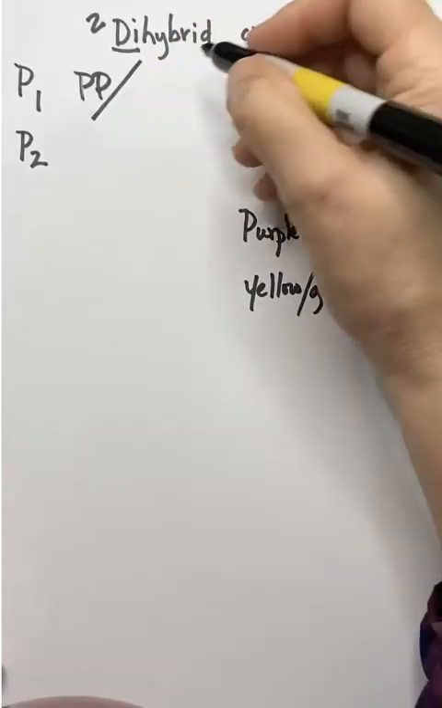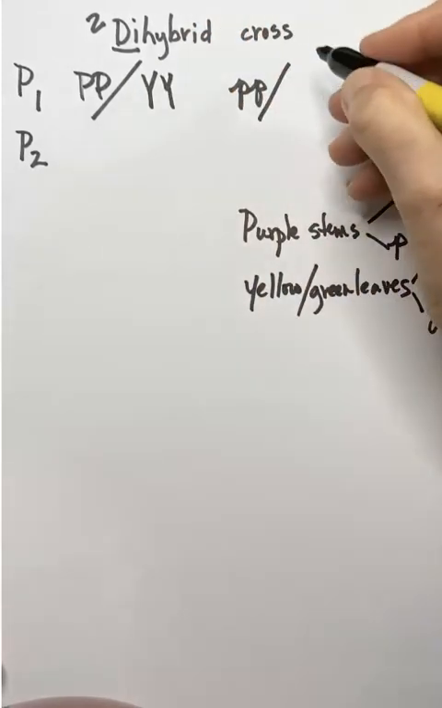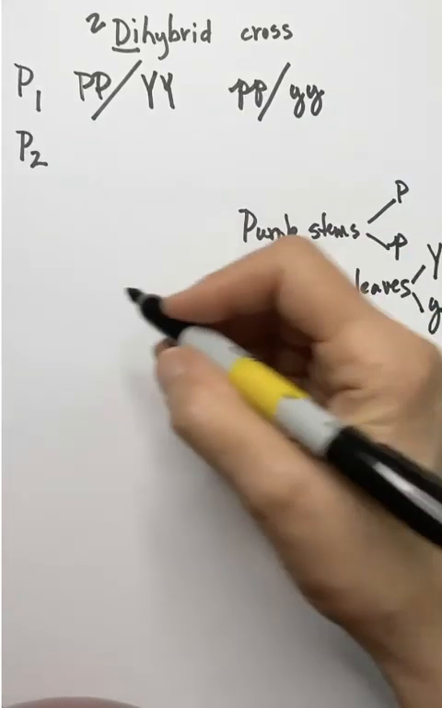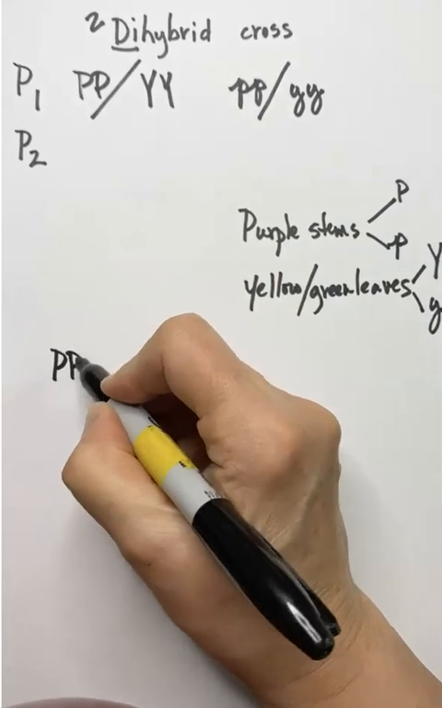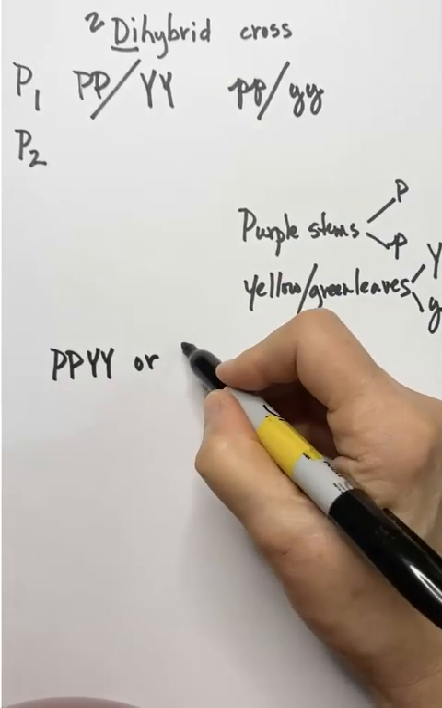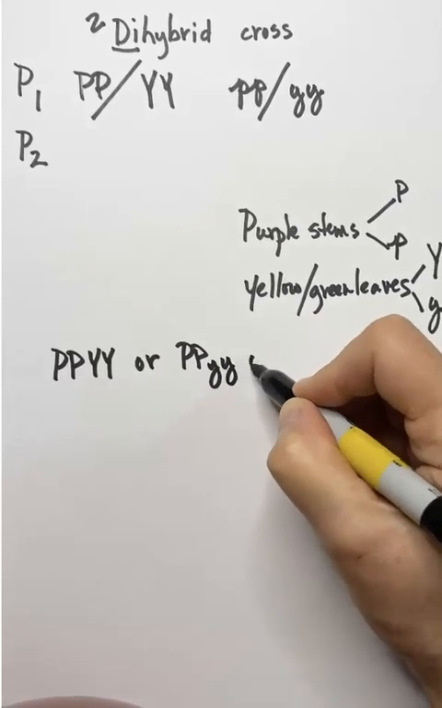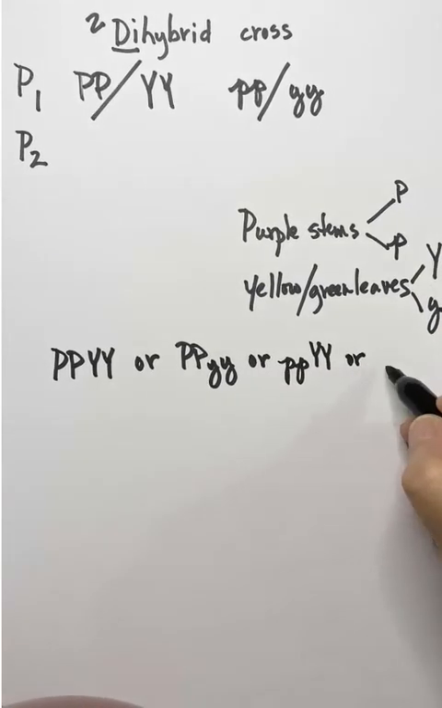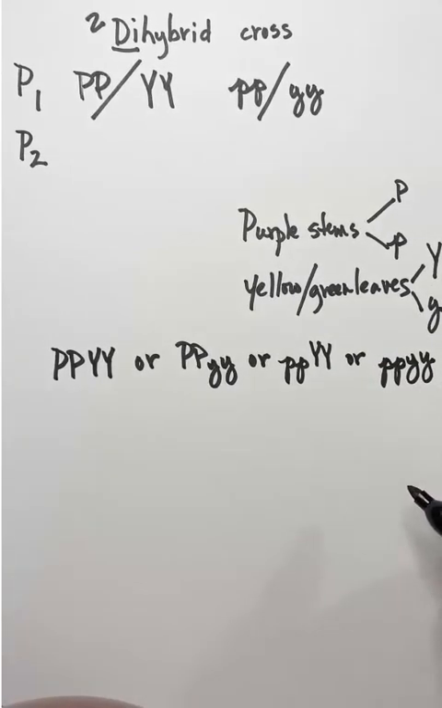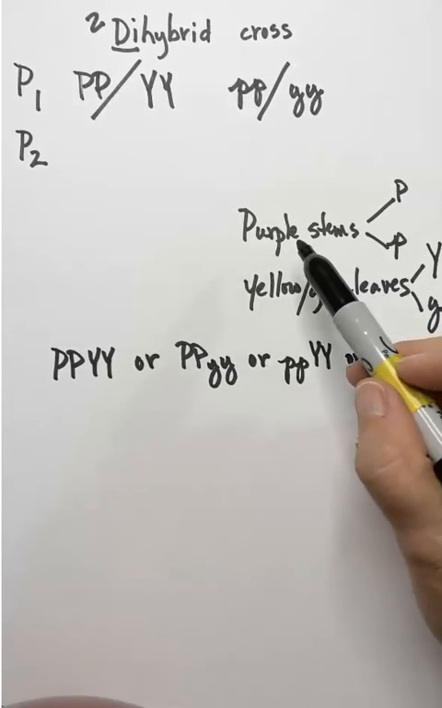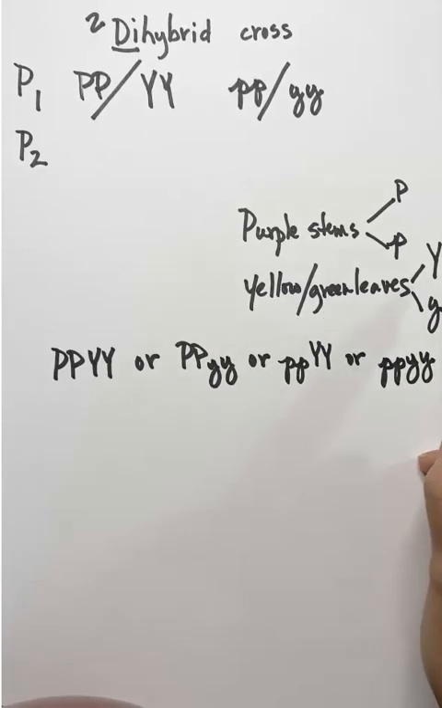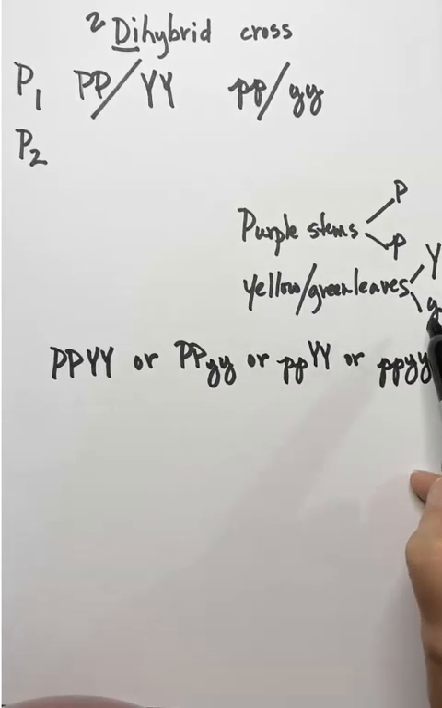And the same thing goes for the y's. Okay? You can either have capital Y, capital Y, or little y, little y. Now the thing is, you don't know whether your parent is capital P, capital Y, or capital P, little y, or little p, capital Y, or little p, little y. And you don't know whether purple stem is the dominant trait or white stem is the dominant trait. You don't know whether yellow leaves are a dominant trait or a recessive trait.